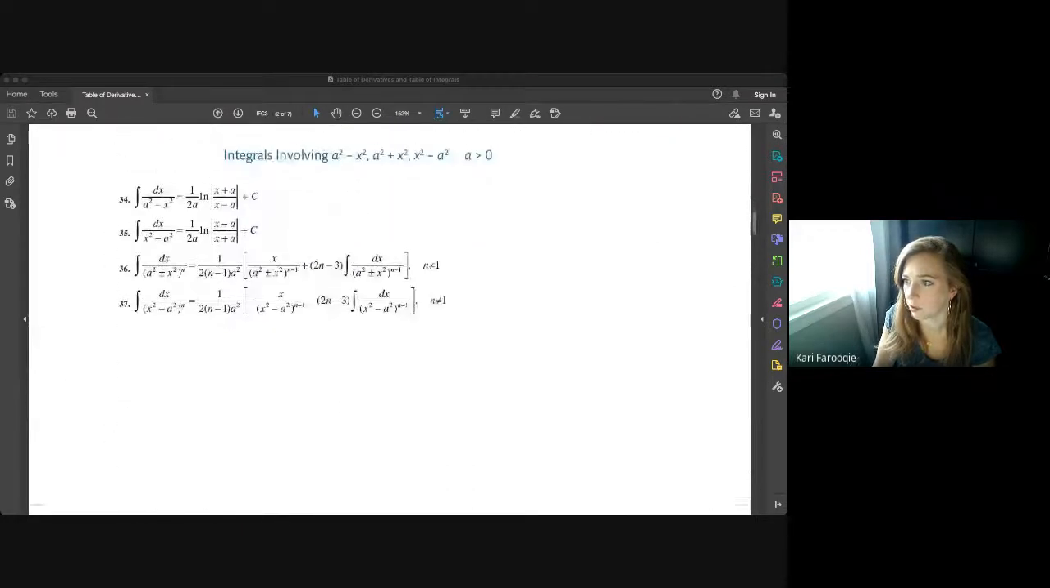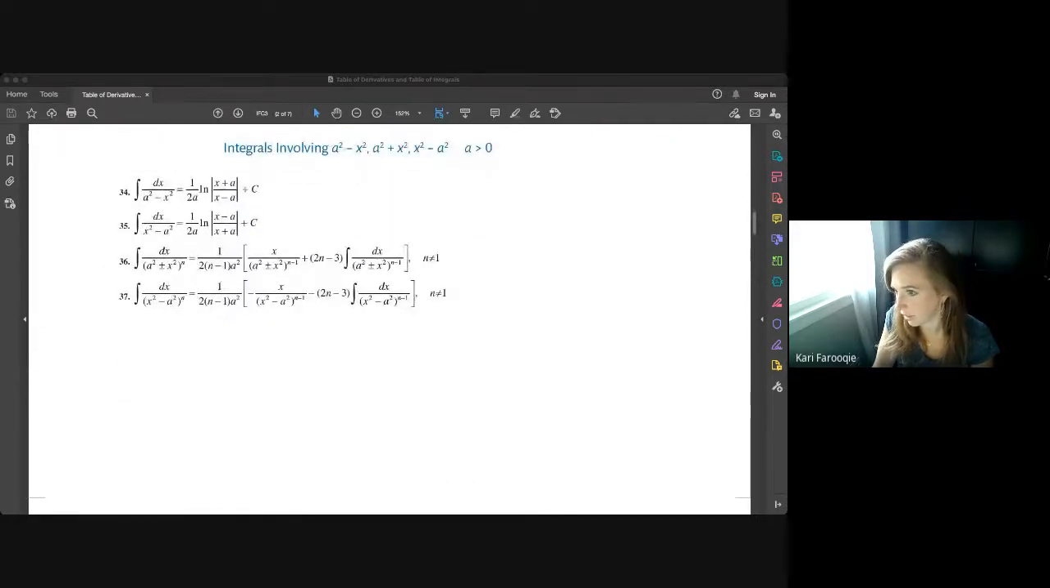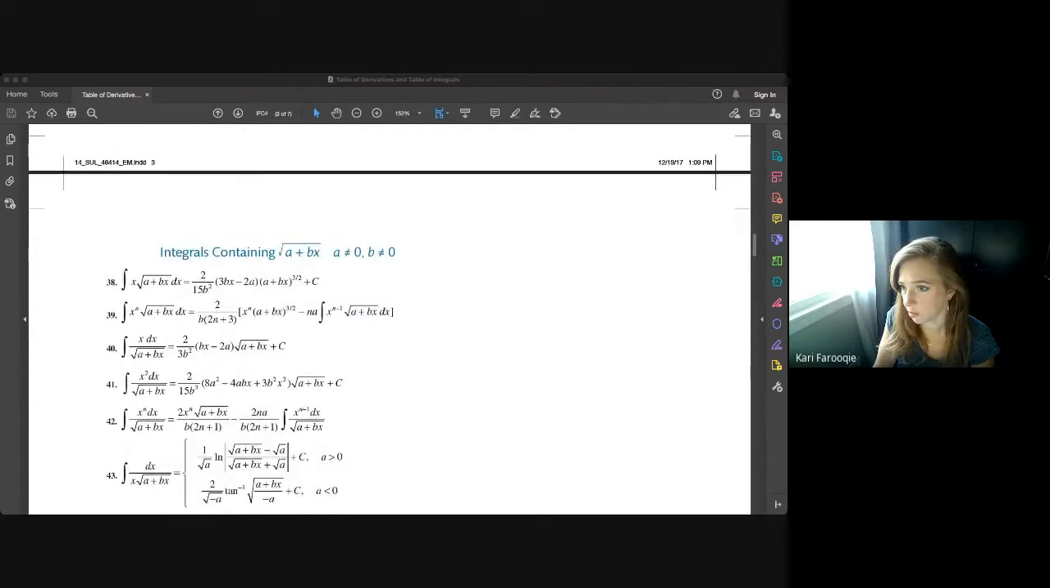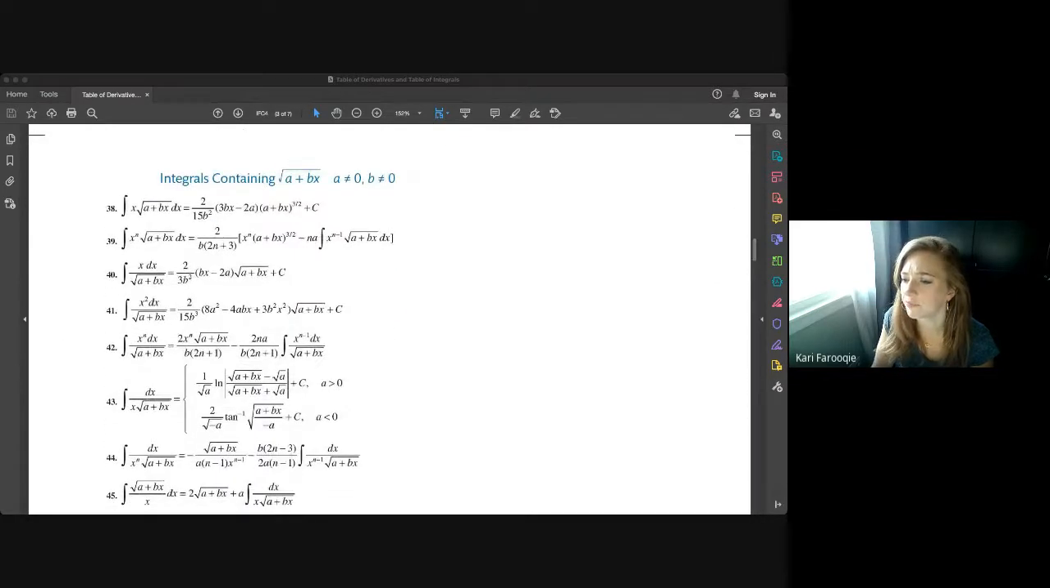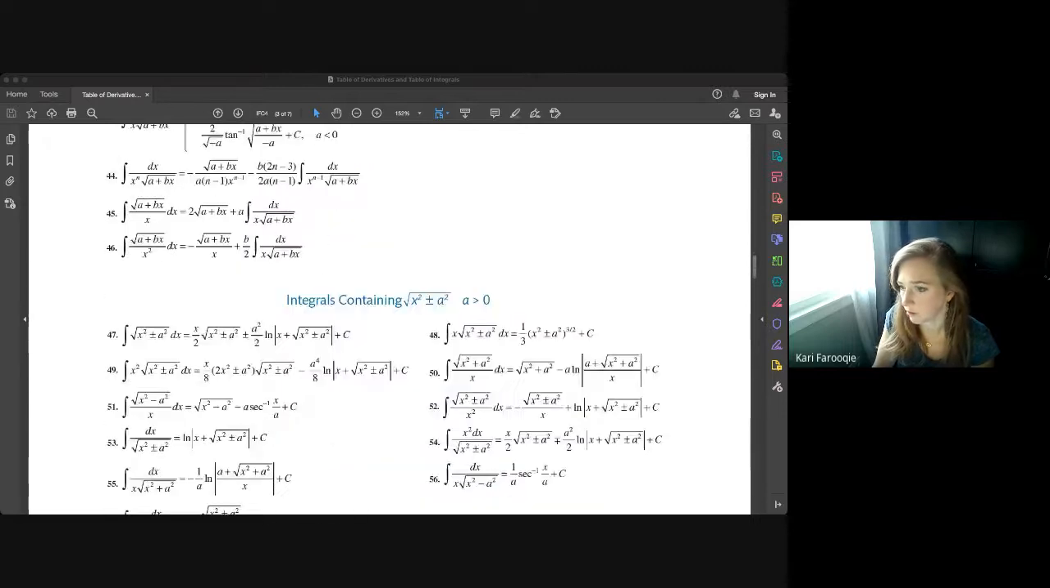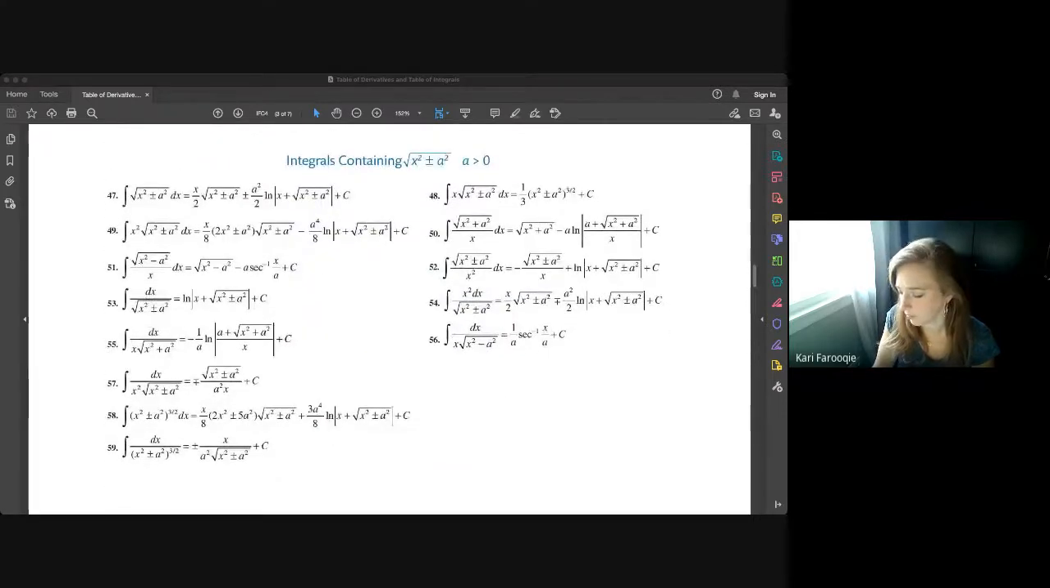Okay, so let's see. I'm going through my integrals. I have a radical with a squared plus x squared in the numerator. Well, there we go. And I have an x squared in the denominator. So those are the key things. And I am looking at number 52.